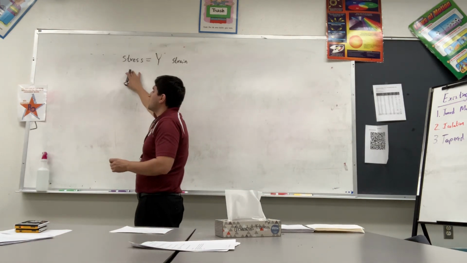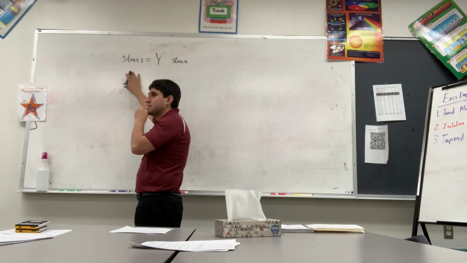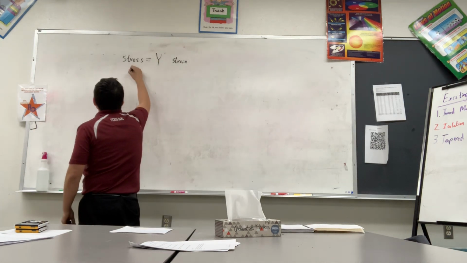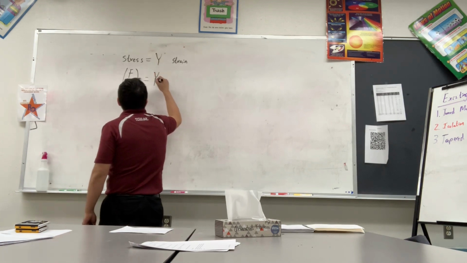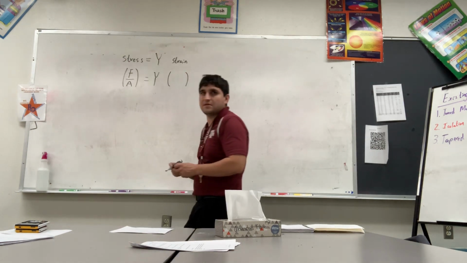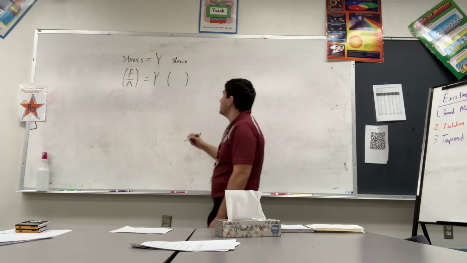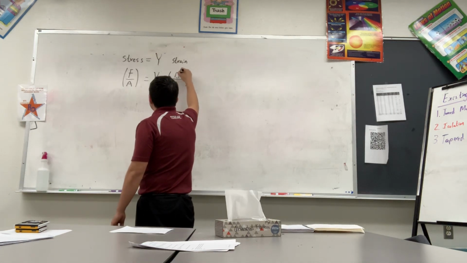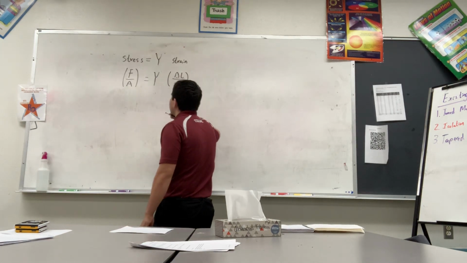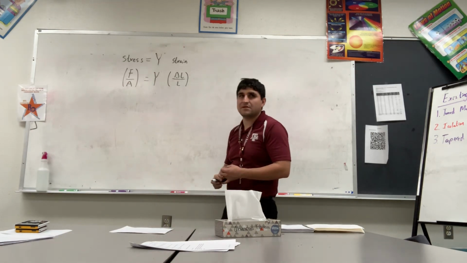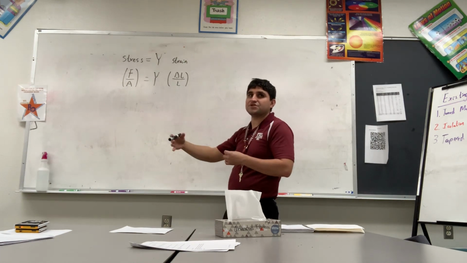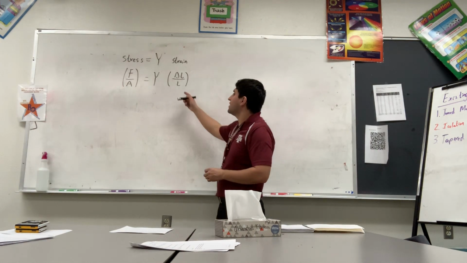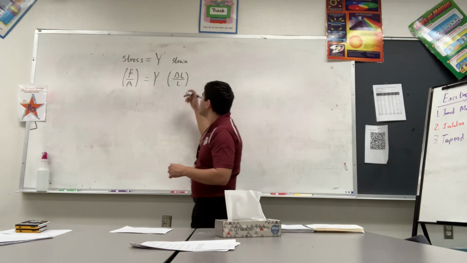So, what's the equation for stress, otherwise known as maybe pressure? Force over area. And then strain? Change in L over initial L. Let's look at these variables. What does the change in L mean? How much it's strained, like how much it stretches or compresses. And then L is what? The original length.